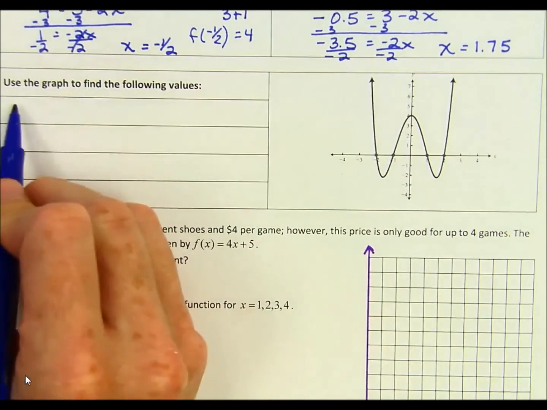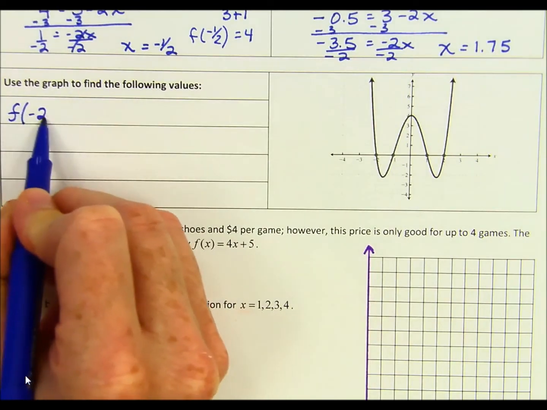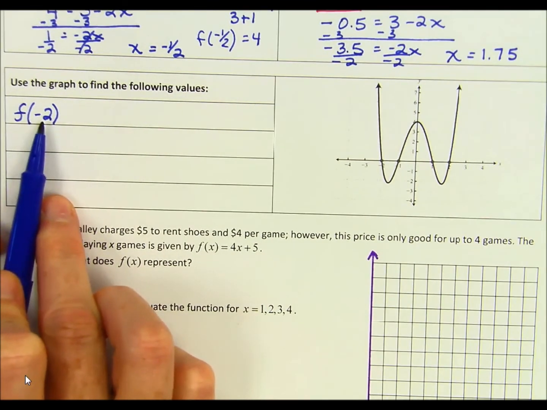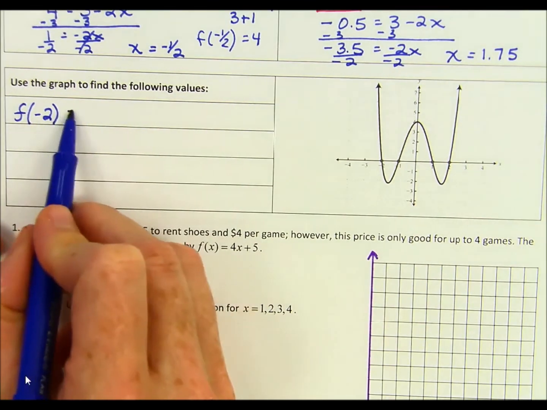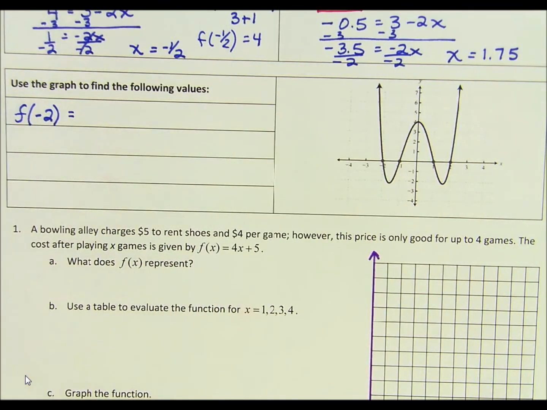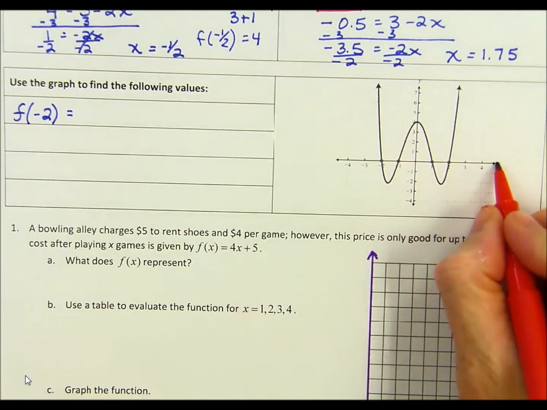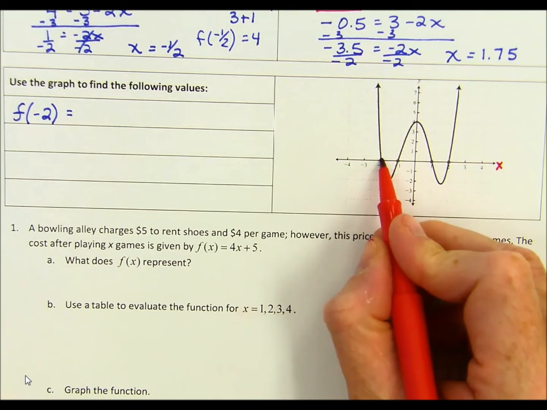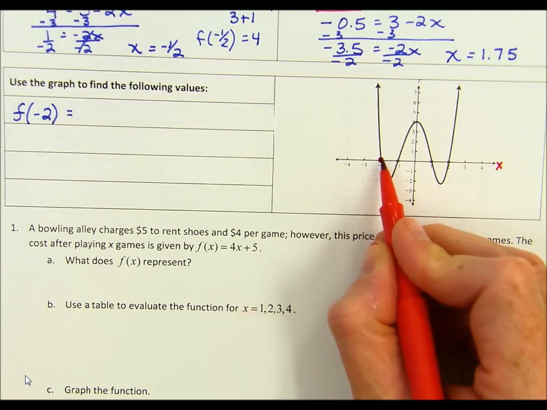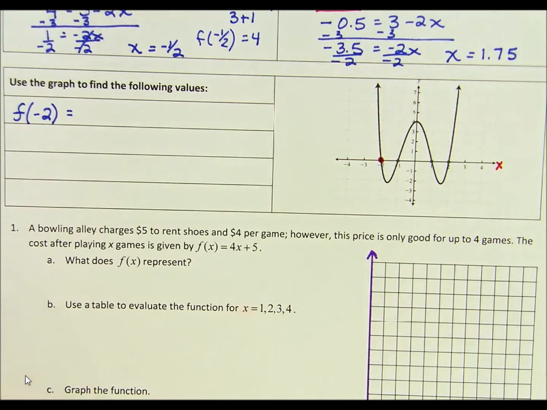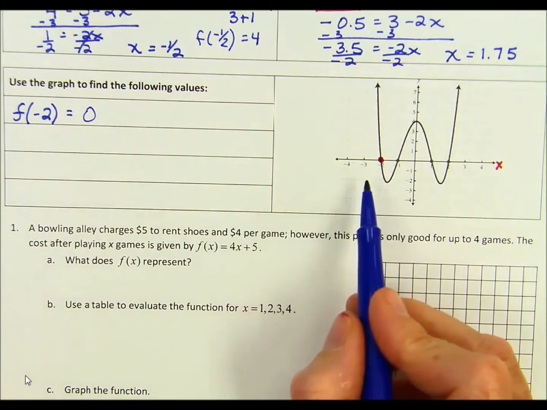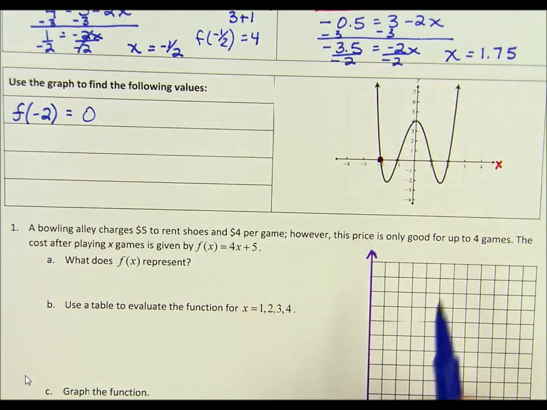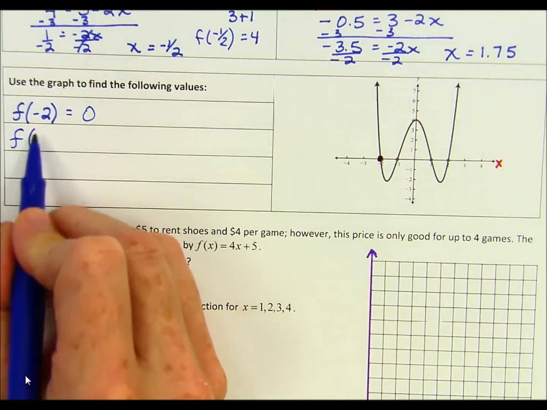So the first thing I'm going to ask you to do is to find f of negative 2. Now what I'm asking you to do is for this function, find the output when the input is negative 2. So we would go over to our graph and look for the input. Remember, x would be the input, and we're going to find a negative 2. And you can see the input of negative 2 gives me the output of 0. So the answer for this one would be 0 because the ordered pair negative 2, 0 is on the function. Now you try f of 0.